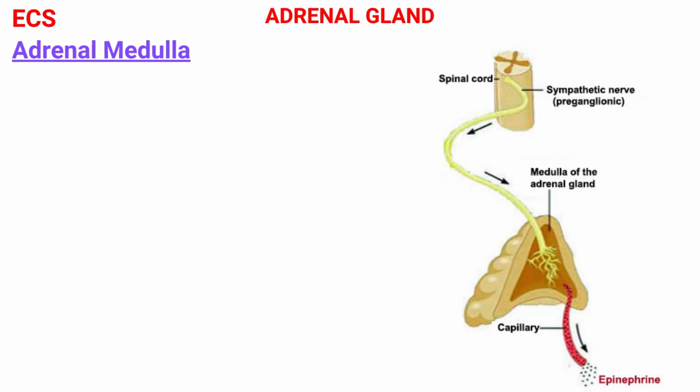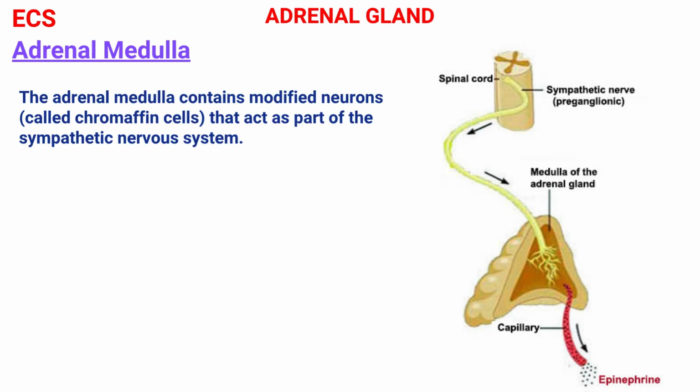Next is the adrenal medulla. The adrenal medulla is the inner part of the adrenal gland. It makes up about 30% of the total mass of the adrenal gland. The adrenal medulla contains modified neurons called chromaffin cells that act as part of the sympathetic nervous system. The adrenal medulla is mostly a modified, densely innervated sympathetic ganglion made up of granule-containing cells. Within the adrenal medulla, approximately 90% of the cells secrete adrenaline and the remaining 10% secrete noradrenaline.